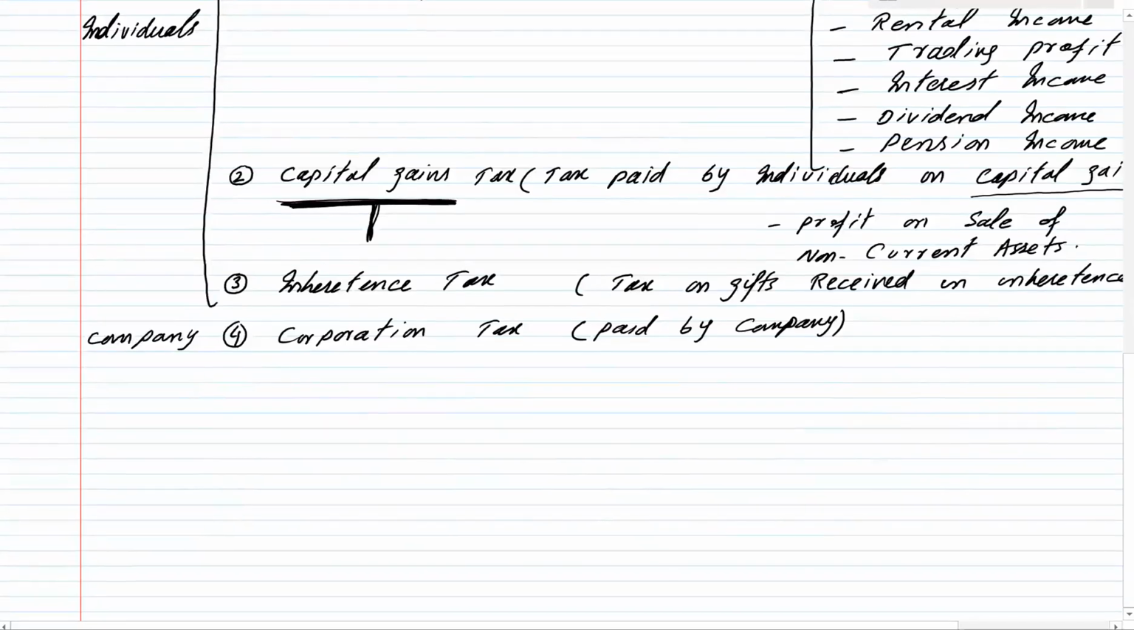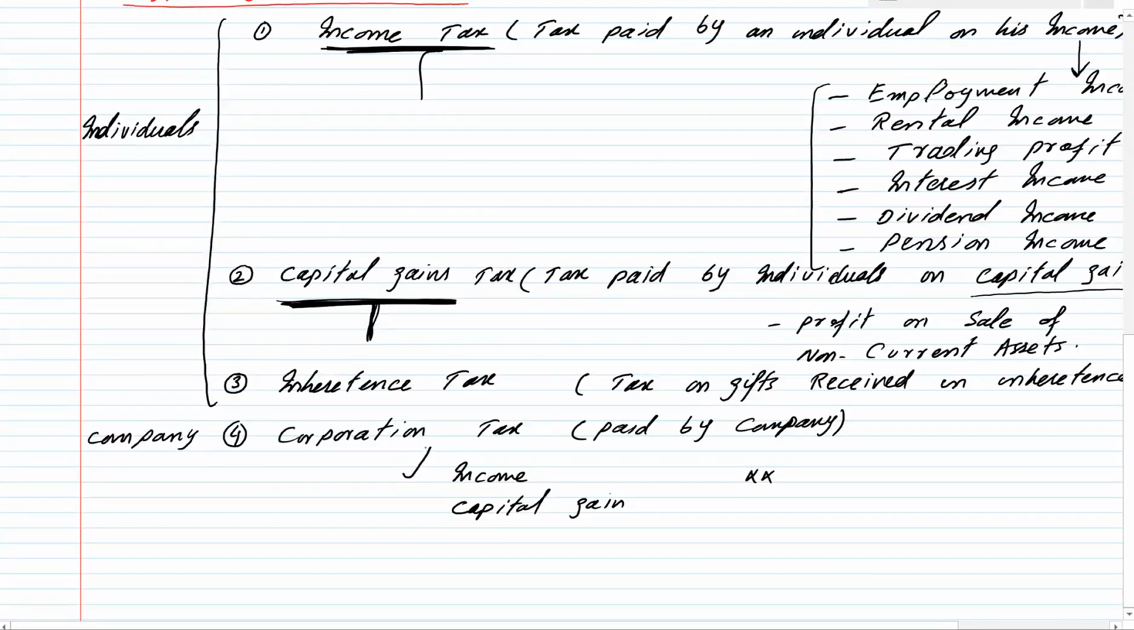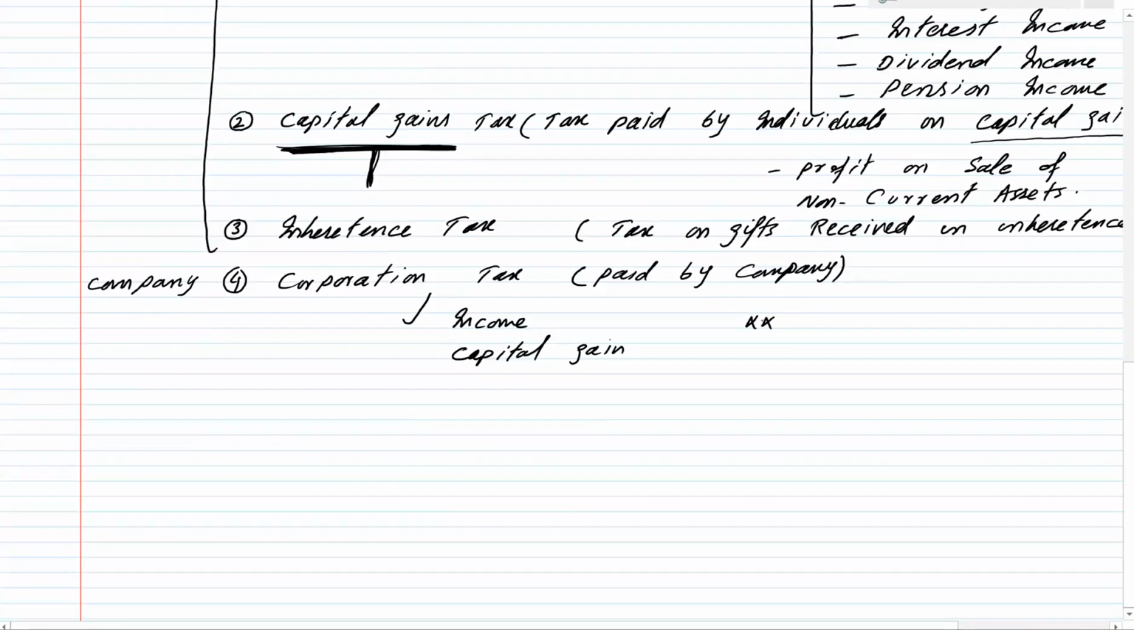But as far as companies are concerned, companies will add their income and capital gains. Maybe the company has income in the form of trading profit, rental income, or interest income. So the company will add all of the incomes. The company will also add capital gains, meaning if the company has sold a non-current asset, the company will calculate profit on that non-current asset, which is called capital gain. So this is the total profit of the company, and the company is going to pay tax on this total profit.